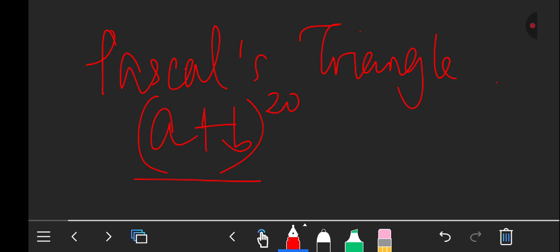So there's this method on binomial expansion which is called Pascal's triangle, which can help you to expand a binomial expansion in a shortest period of time without any mistake or any errors along the expansion. So now let's look at how this Pascal's triangle is formed. So we'll start by forming the Pascal's triangle.